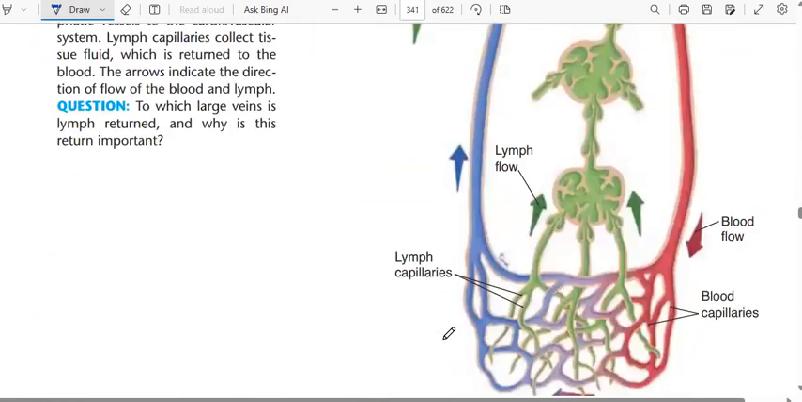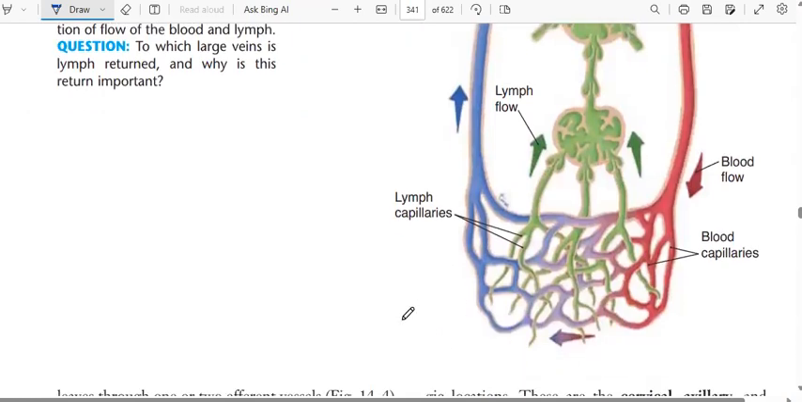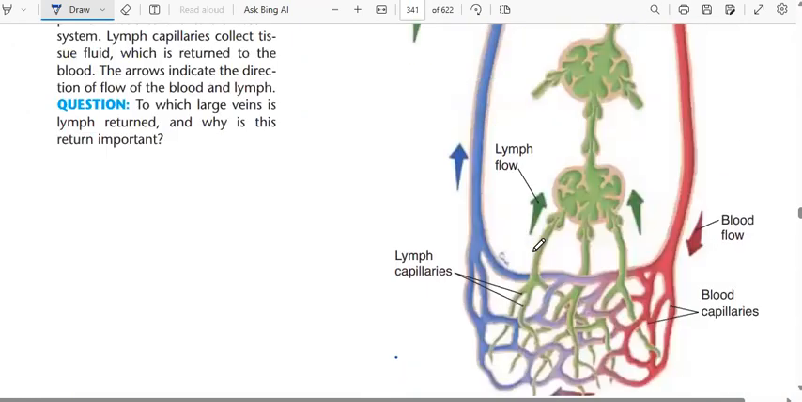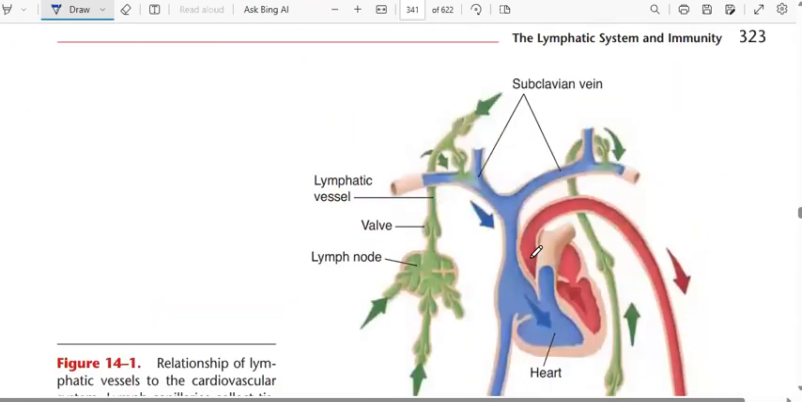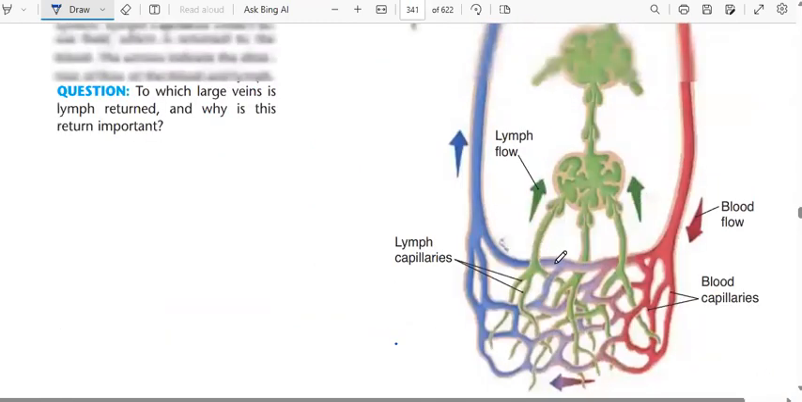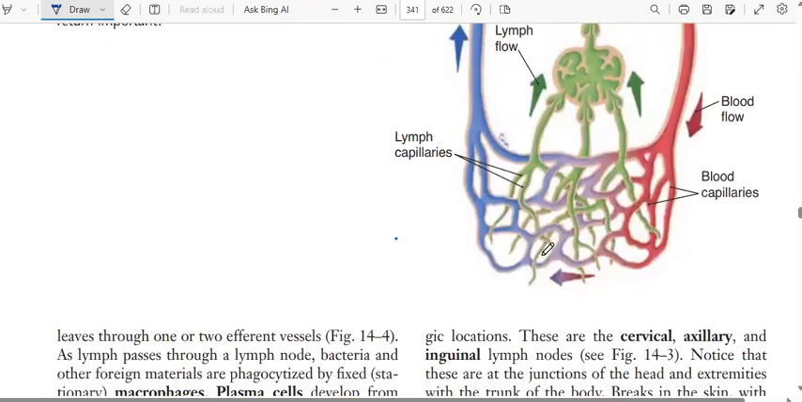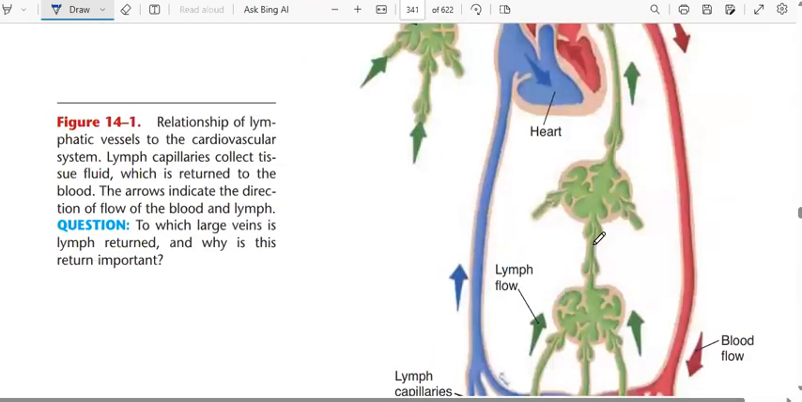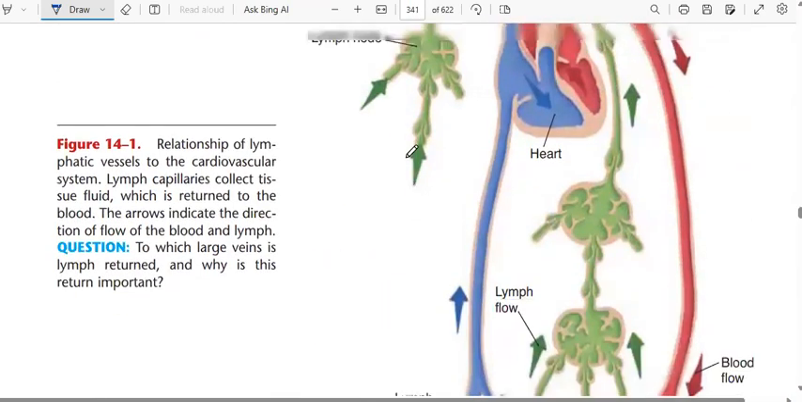Here we have one diagram showing how the lymphatic system is attached to every part of the body, here, here, everything.